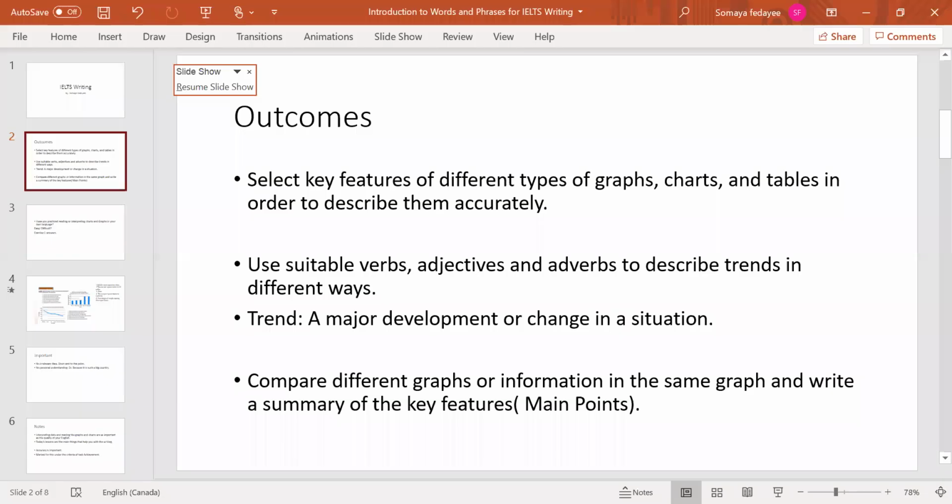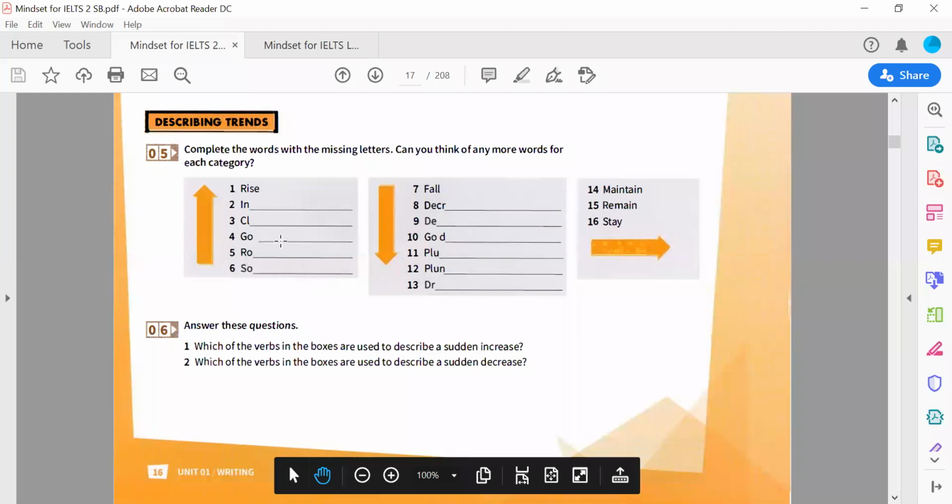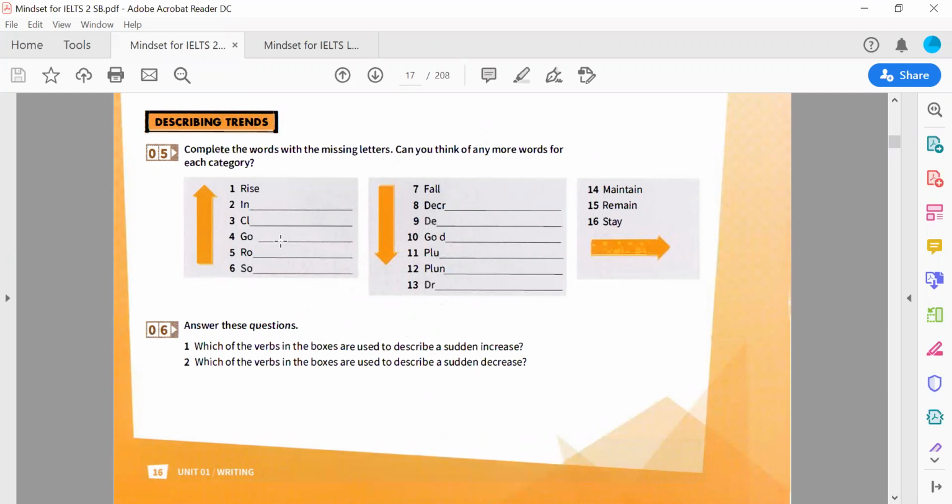So as we said in the first slide, a trend is a major development or change in a situation. Here we just practice the verbs and adverbs that are used to describe the trend. For example, when in a graph the line rises or falls, there are some words that you can use.